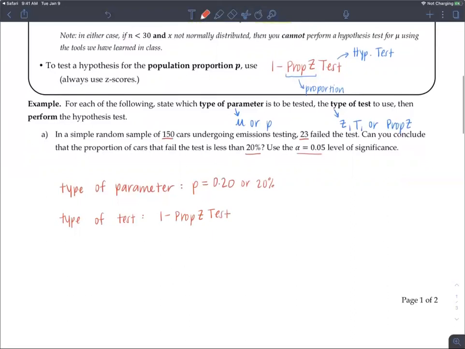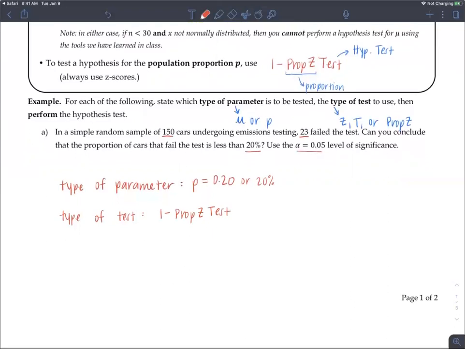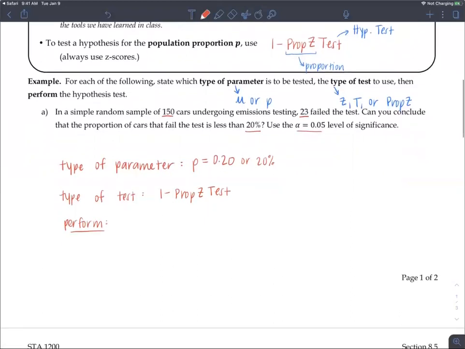And then perform the hypothesis test. To perform it, we're going to go through and put all of the steps that we would normally put. So the first step is to check the requirements. The first requirement is random, and yes, it says randomly selected or simple random sample. And then the next one is that n is greater than 30. So our requirements are satisfied.